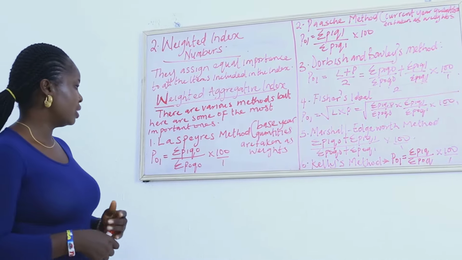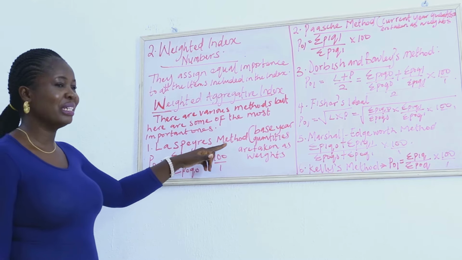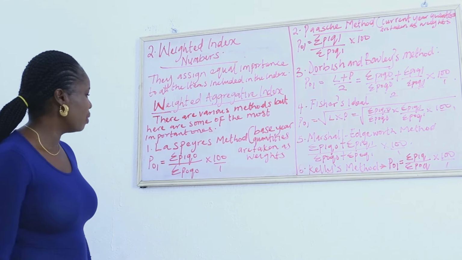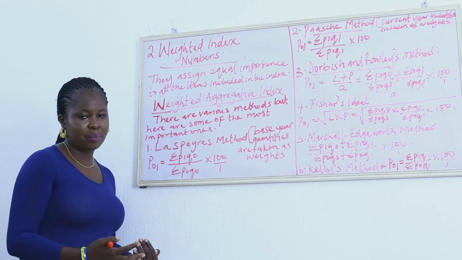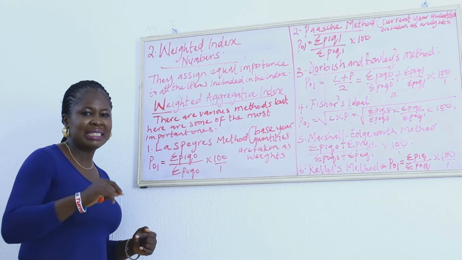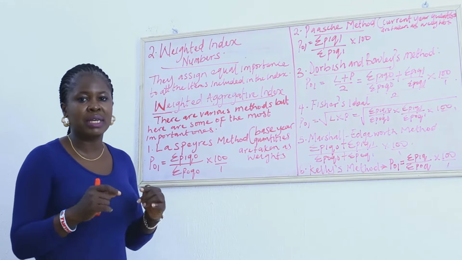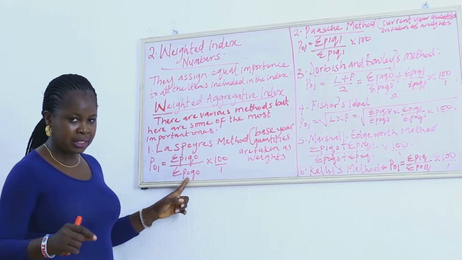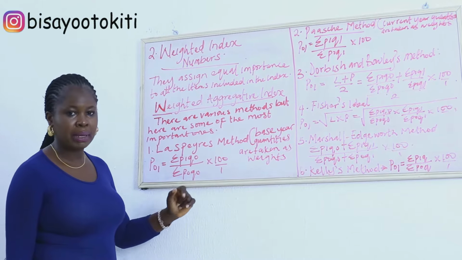I'm going to mention the 6 and what their formulas entail. The first one is called Laspeyres method, and the base year quantities are taken as the weight. The formula is summation of P1, where P1 means the current year price, then Q0 means the base year quantity. Q means quantity, and anywhere you see 0, it means the base year or the past year. Then all over summation of P0, the base year price, multiplied by the base year quantity, multiplied by 100.